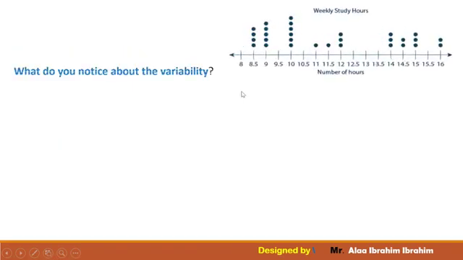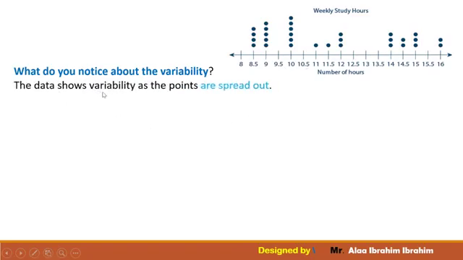Now we're going to another thing. What do you notice about the variability here? The data shows variability as the points are spread out. I found my spread out here. We have gaps or distance between them, without dots. So we call this spread out.